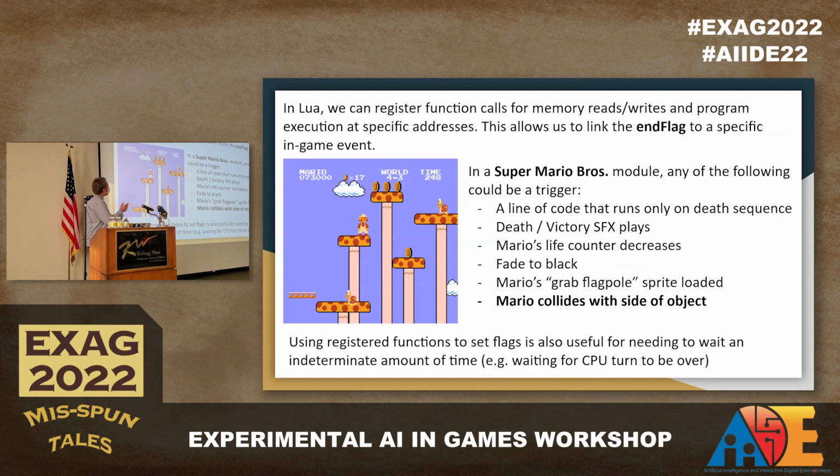So what I was talking about before, when you register a function to set the end flag in order to know not to pursue a branch any further, you need to link it to specific memory addresses. For example, in Super Mario Bros., any of the following could be a trigger that the current level is over, either you won or you lost.